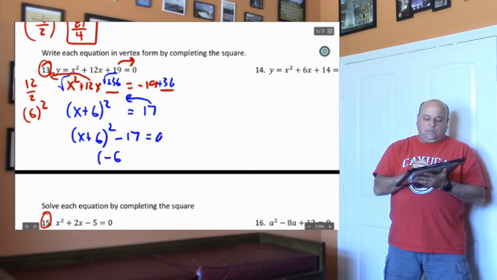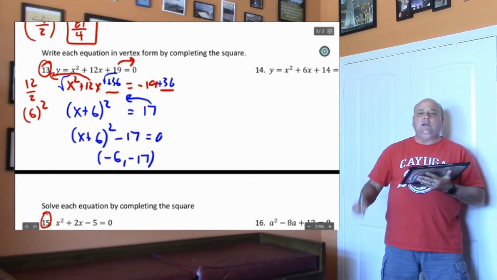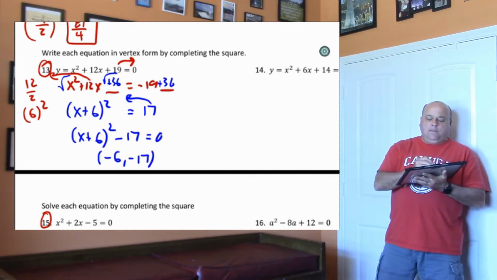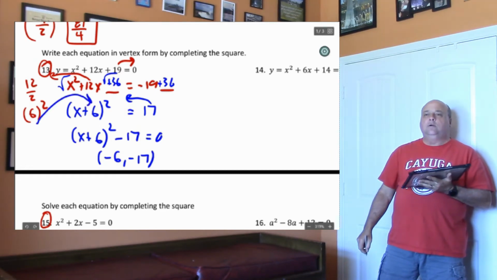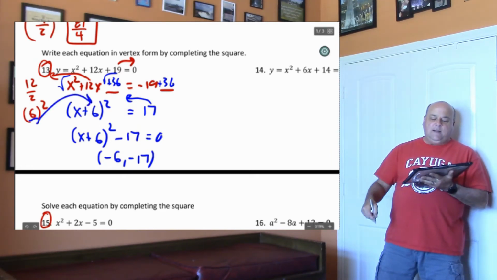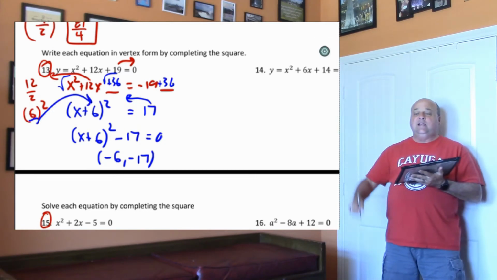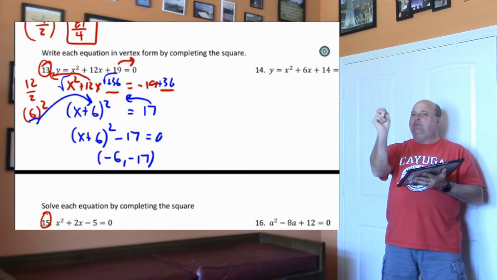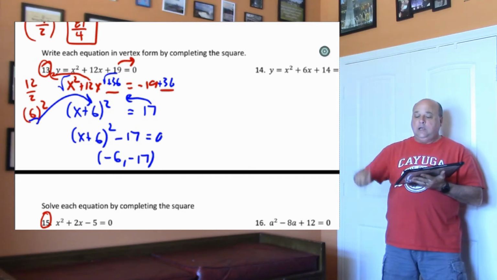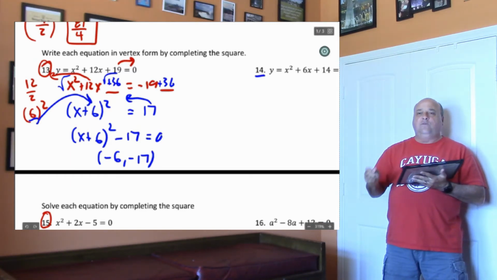And the vertex would be -6, -17, would it? Okay? Remember, when you complete the square, this number is going to go right here. The number that you get when you divide by 2 goes in that parentheses. That's why it's called completing the square, because you add a number to it and it makes a perfect square, okay? You're going to repeat the process on 14.